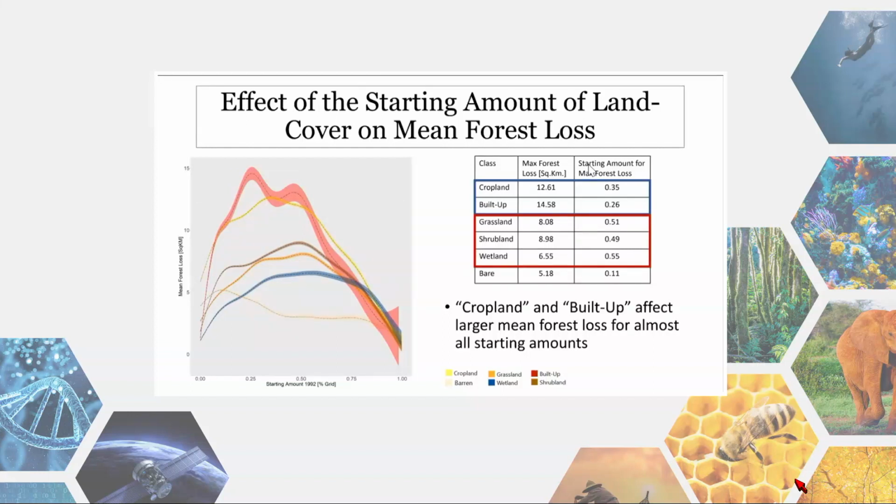Additionally, we also observe that for both cropland and built-up, the maximum forest loss is achieved at relatively low starting amounts as compared to the other land covers.